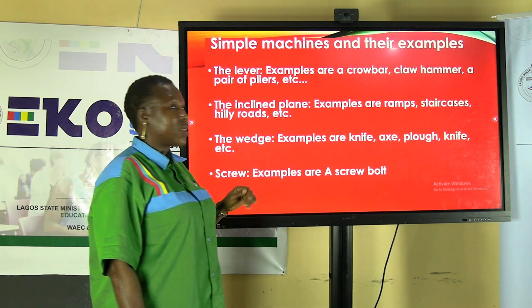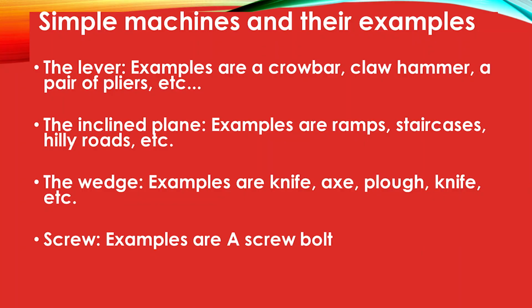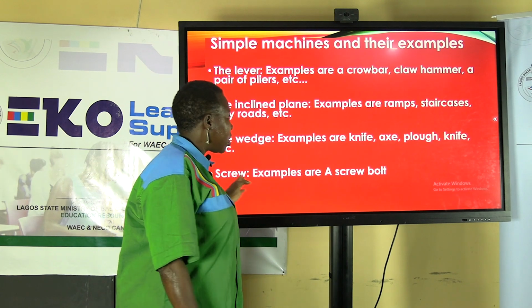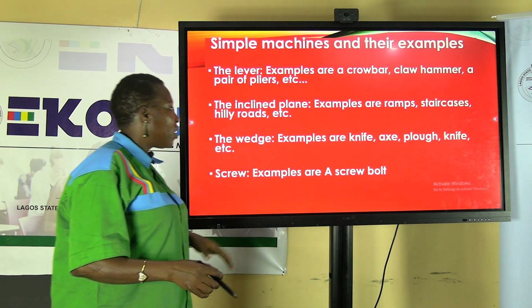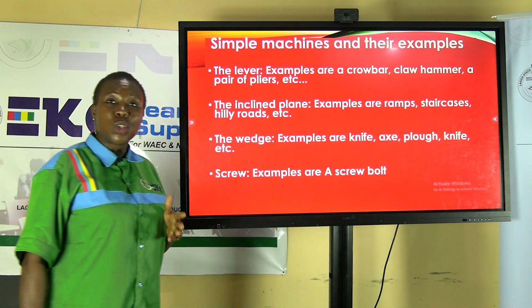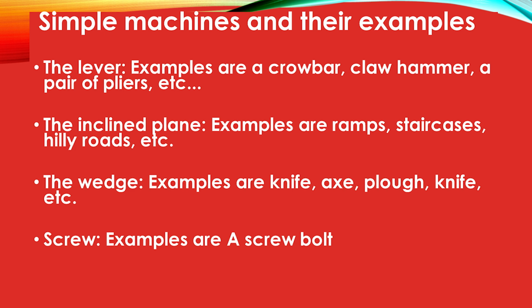Simple machines and their examples. We have the lever, and examples are a crowbar, a claw hammer, a pair of pliers, etc. You have the inclined plane. Examples of inclined planes are ramps, staircases, hilly roads, etc. We have the wedge, and examples of the wedge are the knife, an axe, a plow, etc. Then we have the screw. An example of a screw is the screw bolt.